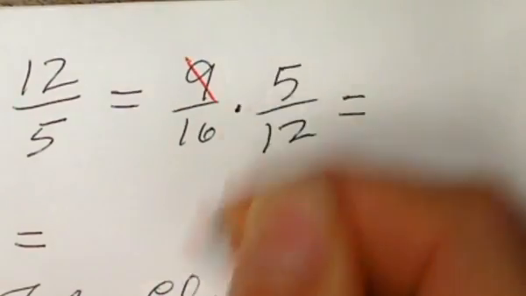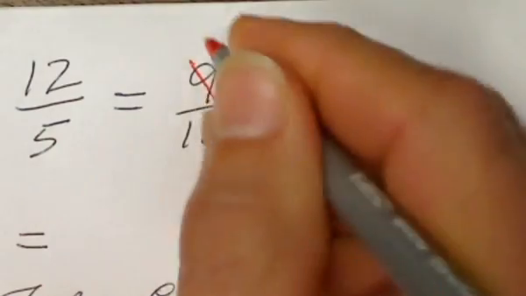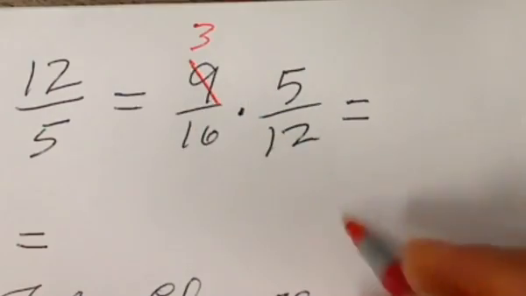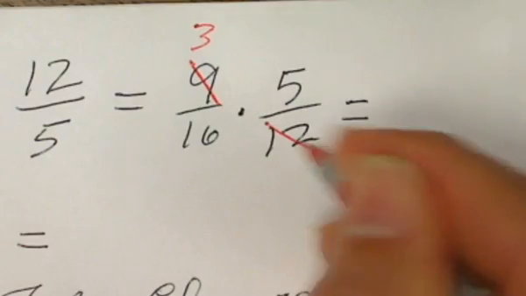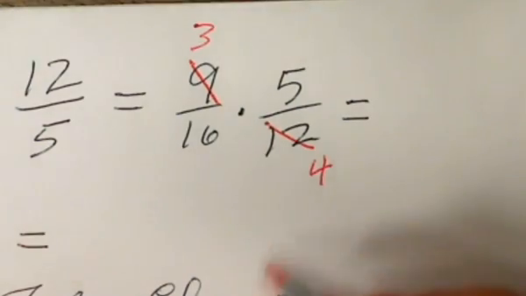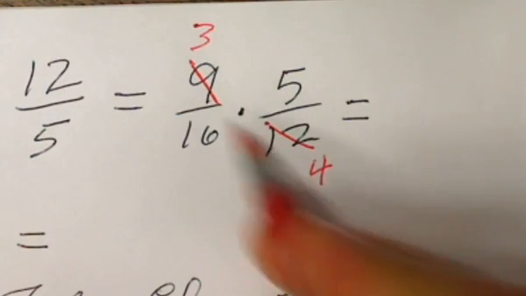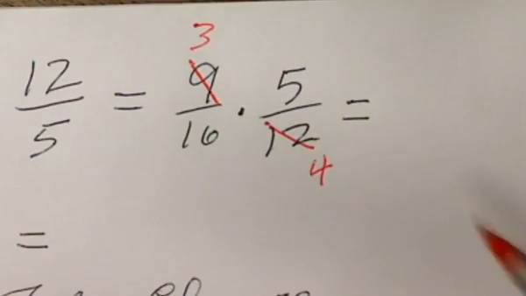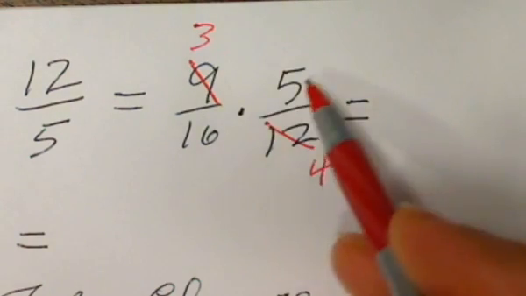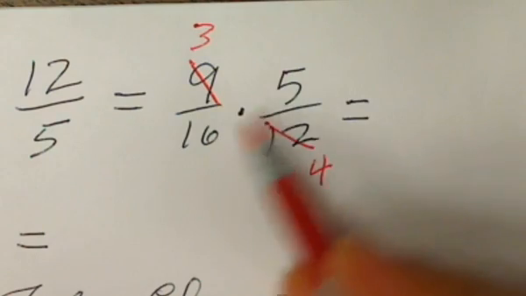3 will divide into 9 evenly. 9 divided by 3 equals 3. 3 goes into 12 4 times. So what we do, we divide 9 by 3, divide 12 by 3, reduce those diagonals, and that gives us smaller numbers to work with. The 16 and the 5 do not have any common factors, so you cannot reduce that diagonal.